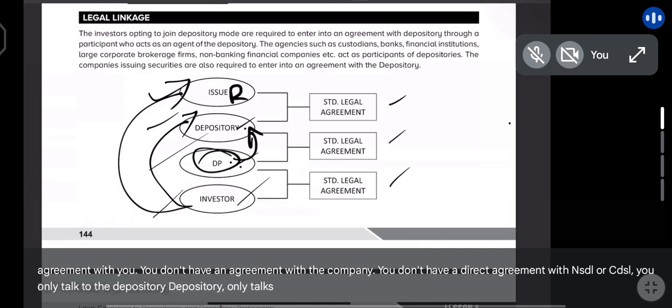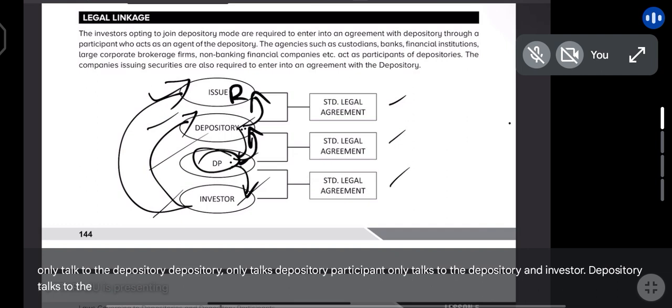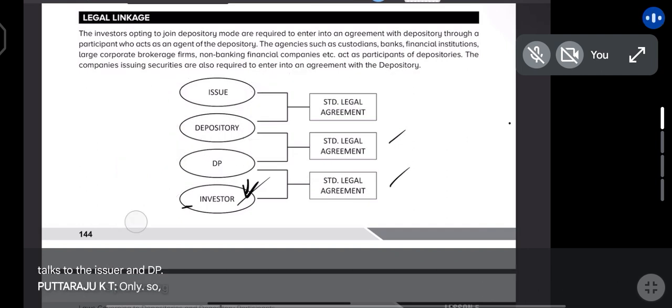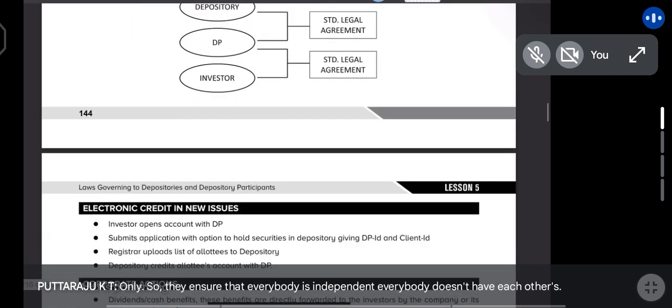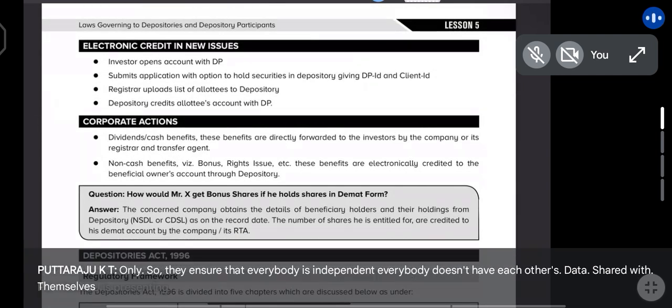Depository participant only talks to the depository and investor. Depository talks to the issuer and DP only. So they ensure that everybody is independent, and everybody doesn't have each other's data shared with themselves, to minimize their interdependency.